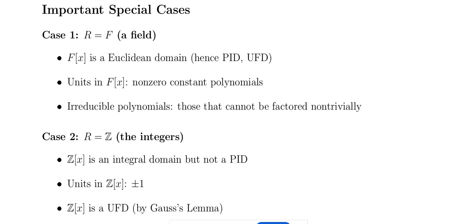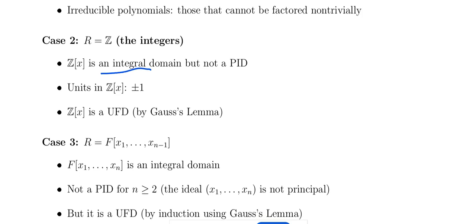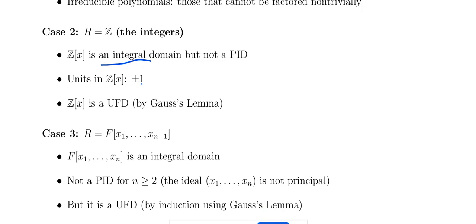R equal to F, a field. We already know that F[x] is a Euclidean domain. So a Euclidean domain is obviously a principal ideal domain and a unique factorization domain. The units in F[x] are the non-zero constant polynomials. Irreducible polynomials are those that cannot be factored non-trivially. Now take R equal to Z[x]: it is an integral domain but not a principal ideal domain, and the units of Z[x] are plus or minus 1.